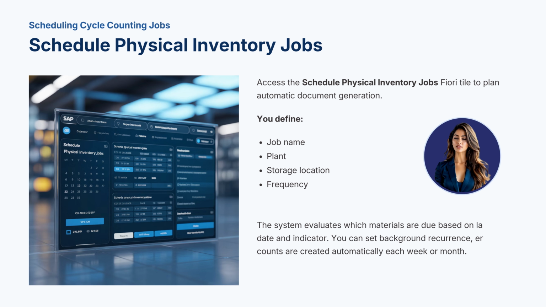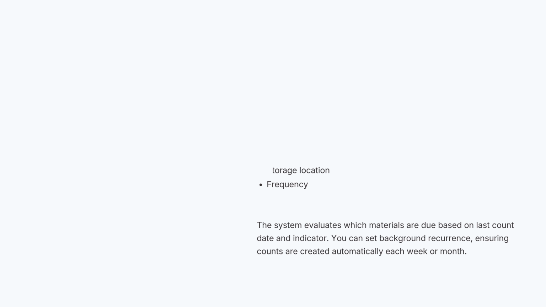Scheduling cycle counting jobs. Once setup is complete, you can automate the process using the Schedule Physical Inventory Jobs Fiori tile. Here, define parameters such as plant, storage location, and frequency. When the job runs, SAP checks which materials are due for counting and creates the necessary inventory documents. Automation ensures compliance without relying on manual tracking.